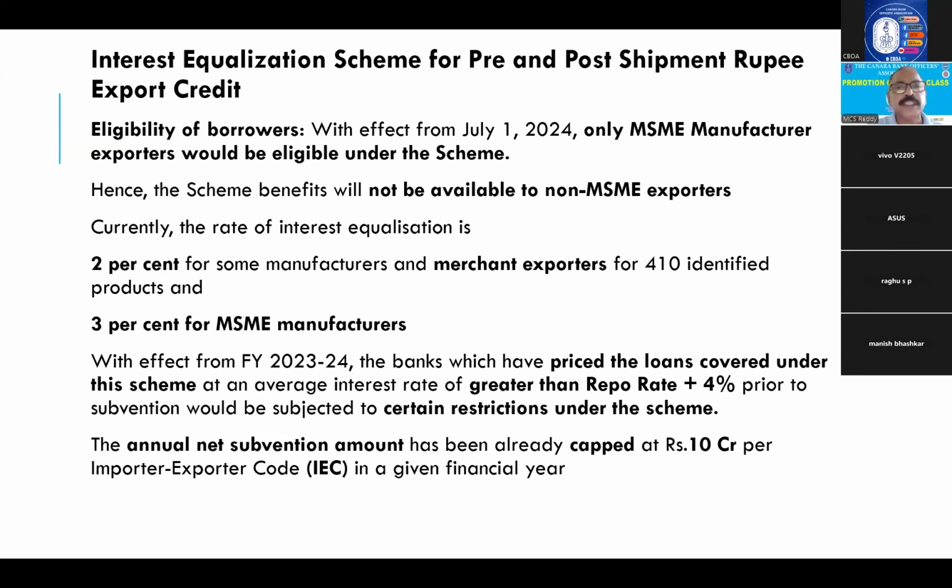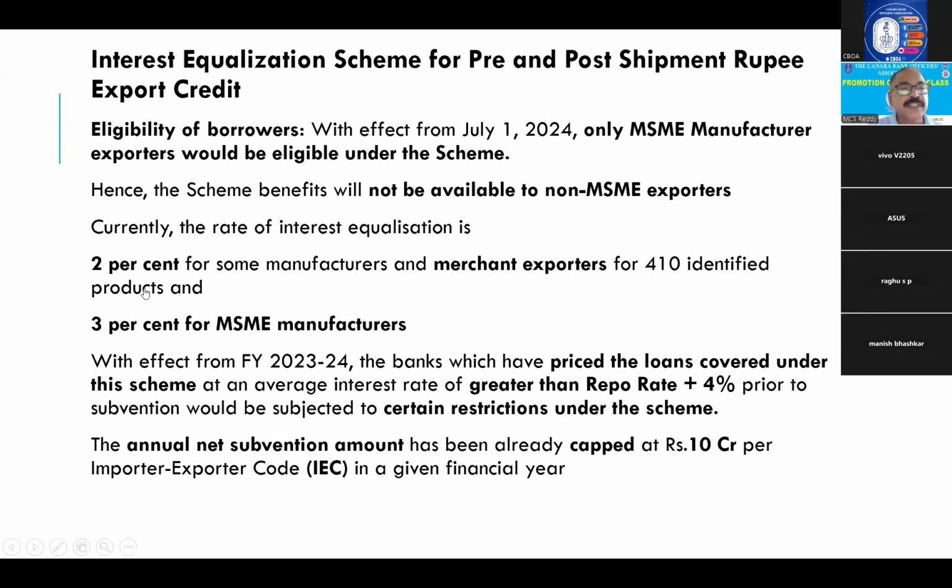So who are all eligible? With effect from July 1, 2024, only MSME manufacturer exporters are eligible. Other than MSME exporters, they are not eligible. Other than, that means merchant exporters. Who is this merchant exporter? A merchant exporter will purchase commodities from the SME and export them. So they are now barred from availing interest subvention. Only SME exporters are eligible. That is one important point.